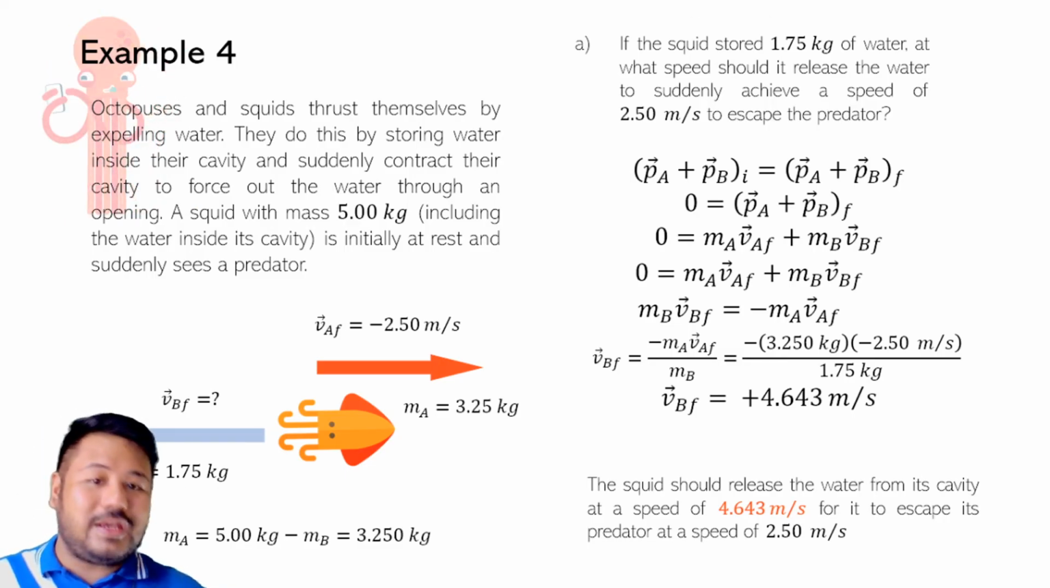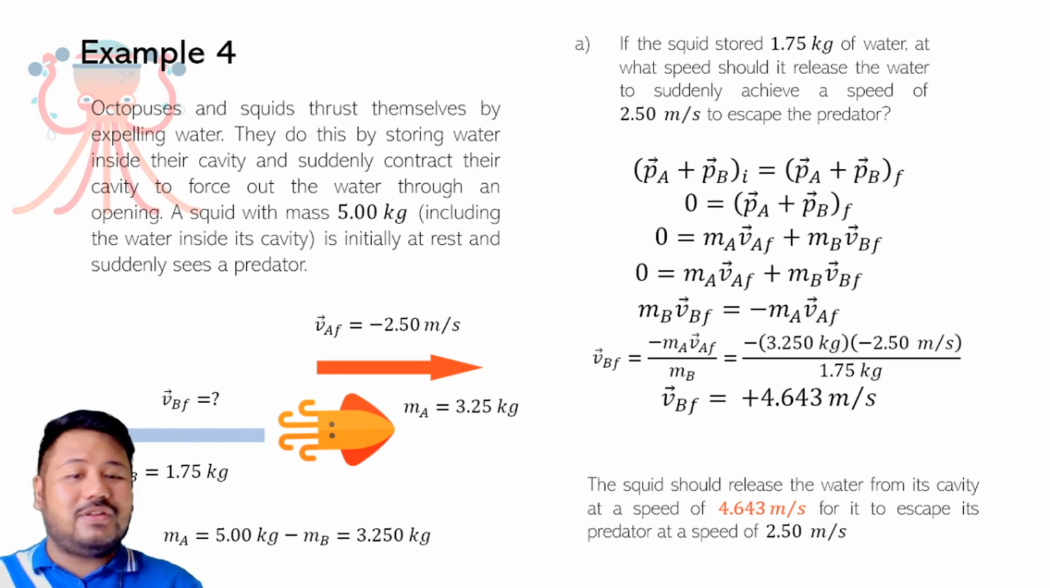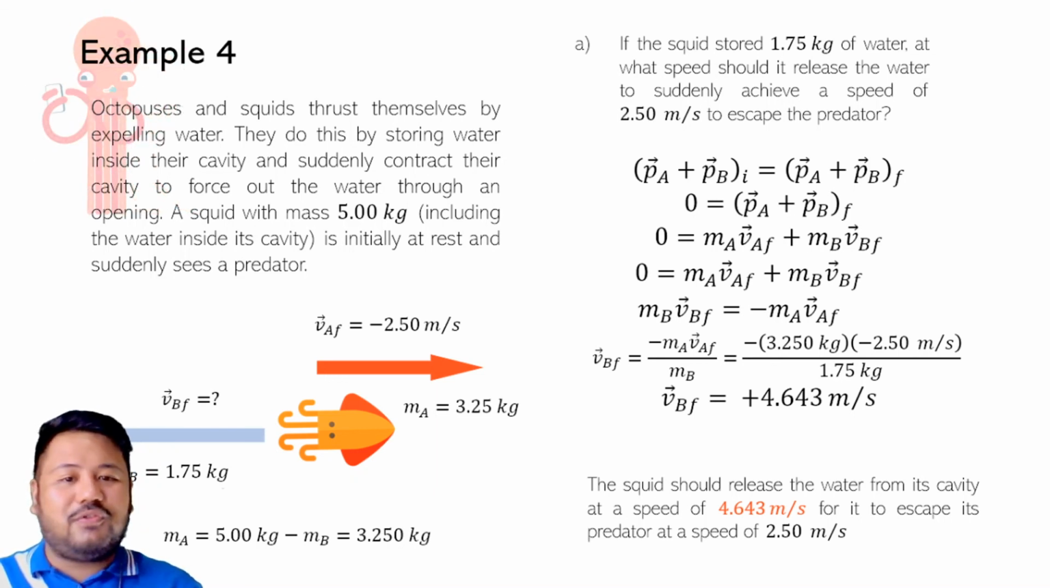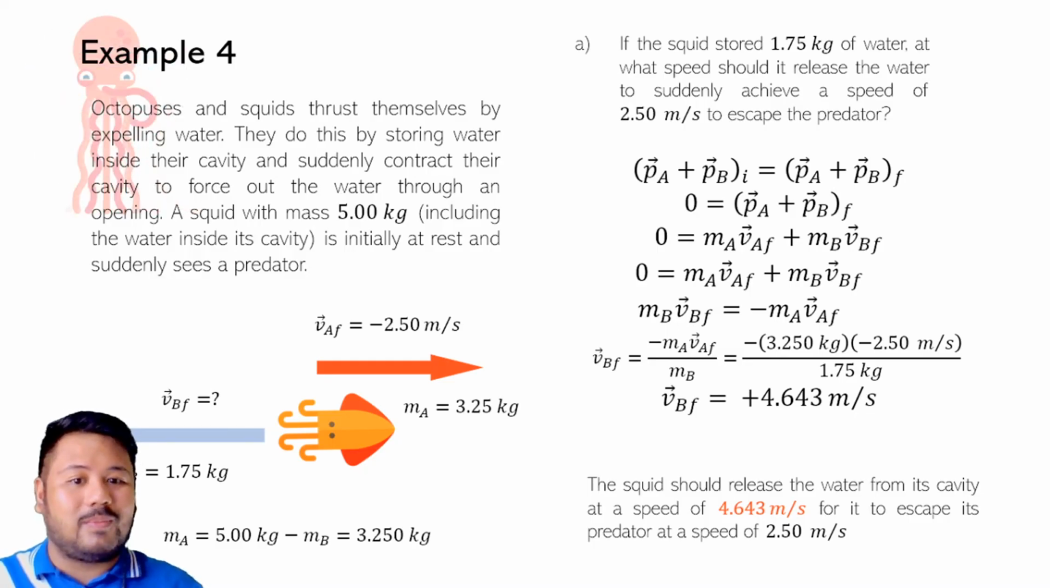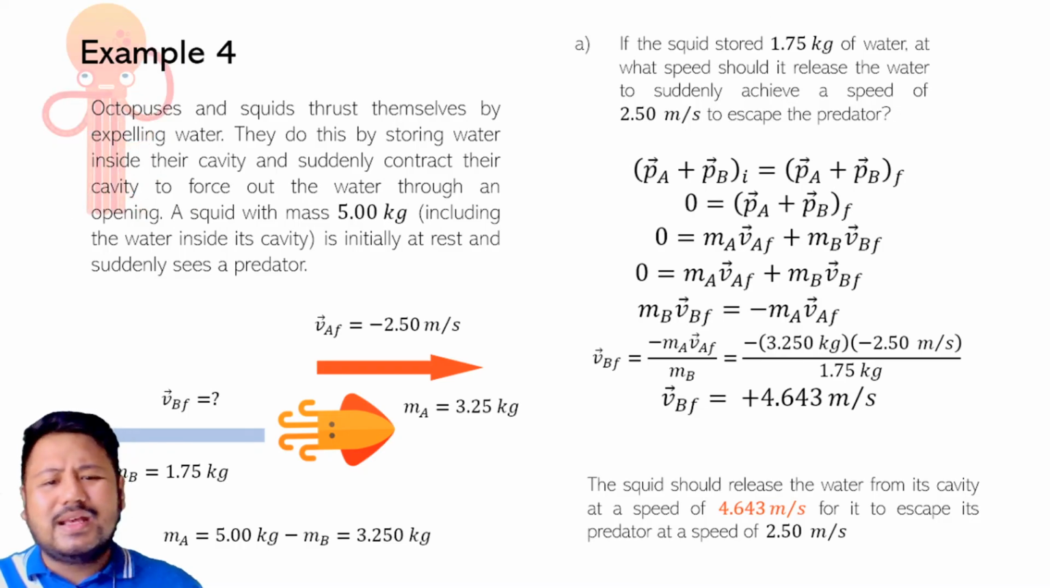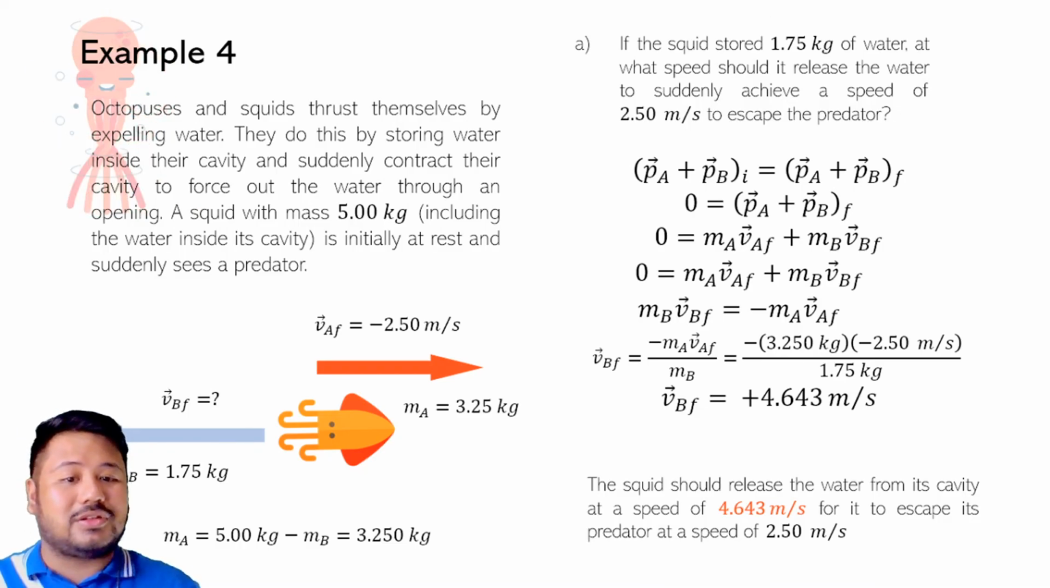Solving for the release speed of the water, the mass of the released water is 1.75 kilograms. We must solve first for the mass of the squid without the water, so we have to get mA. That is just 5 kilograms minus 1.75 kilograms, so the mass of the squid is 3.250 kilograms. Since the direction of the released water is in the positive x direction, the final velocity of the squid is negative 2.50 meters per second.